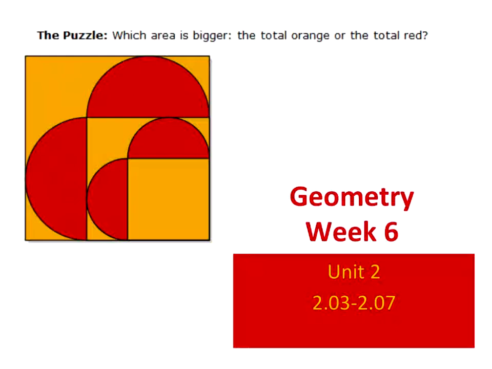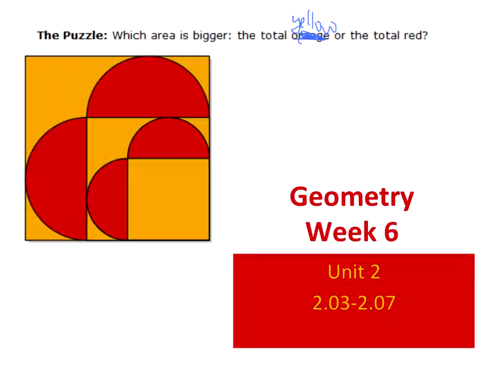So I have a little bit of a puzzle up here on the screen for you, and we'll actually start next week's session with this, so I just wanted to give you a chance to think about it. It says, which area is bigger, the total orange or the total red? I don't really see orange and red. We should say the total half circles or the total yellow maybe. I kind of see red and yellow. Let's call it yellow. So think about the yellow squares versus the red semicircles, and we'll come back to that answer next week.